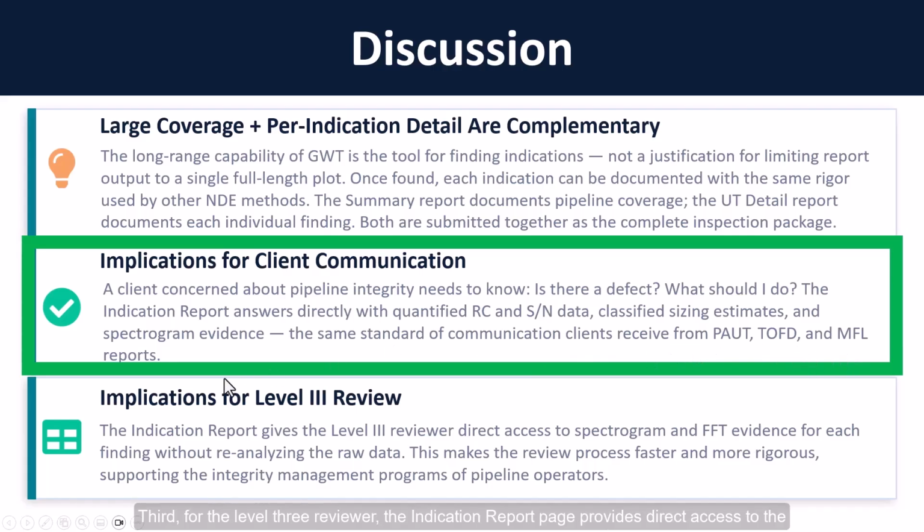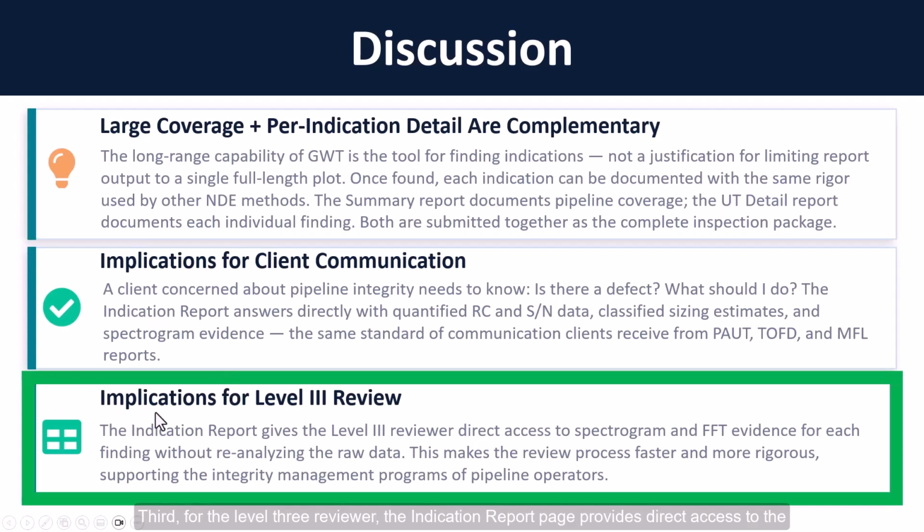Third, for the level 3 reviewer, the indication report page provides direct access to the spectrogram and FFT evidence for each finding without requiring a reanalysis of the raw data. This makes the review process both fast and more rigorous.